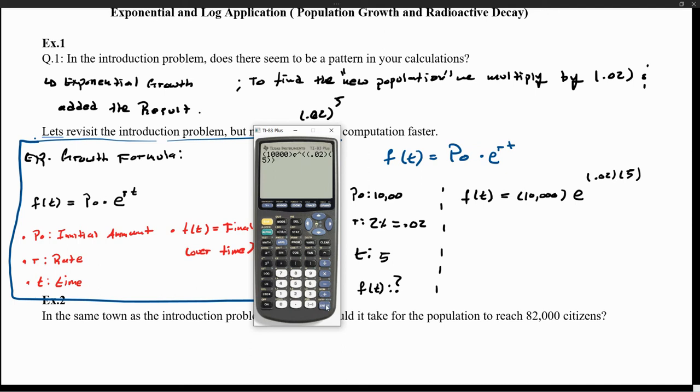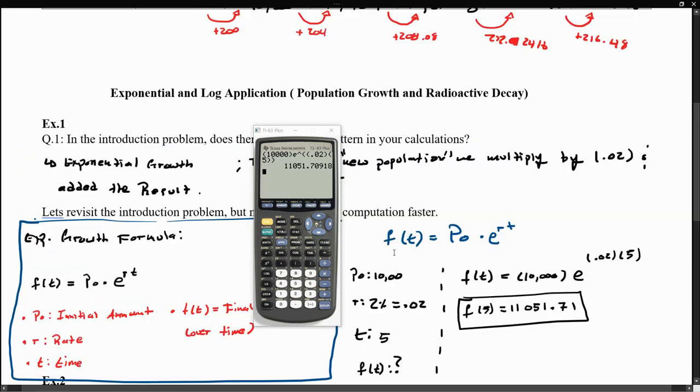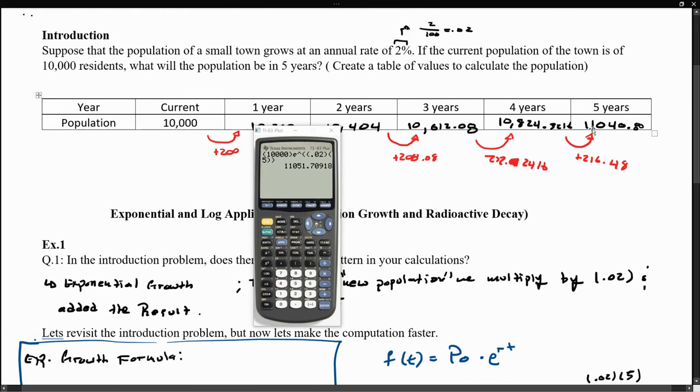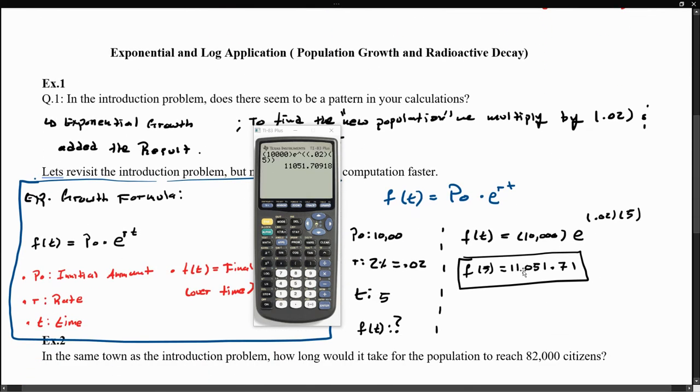And now that we press enter, notice that the final population over 5 years is equal to 11,051.71, which is a pretty good estimation from what we got initially. Even though if we would just compute it manually, we got 11,040. Using our calculation, it's 11,051.